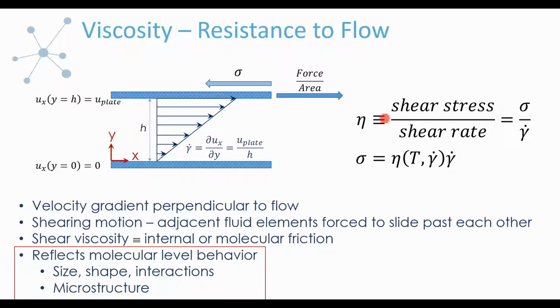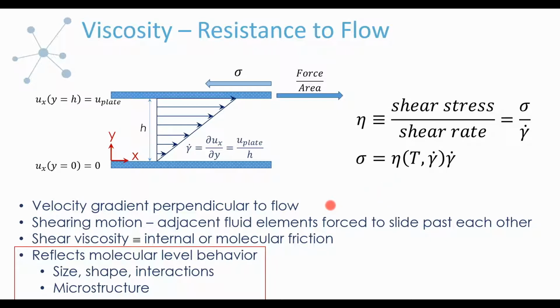So viscosity then is defined as stress divided by shear rate, and this is perhaps a more common form for people, where the viscous stress is equal to the viscosity times the shear rate. And then pointing out that the viscosity is nearly always dependent on temperature, and often, when non-Newtonian, dependent on shear rate.